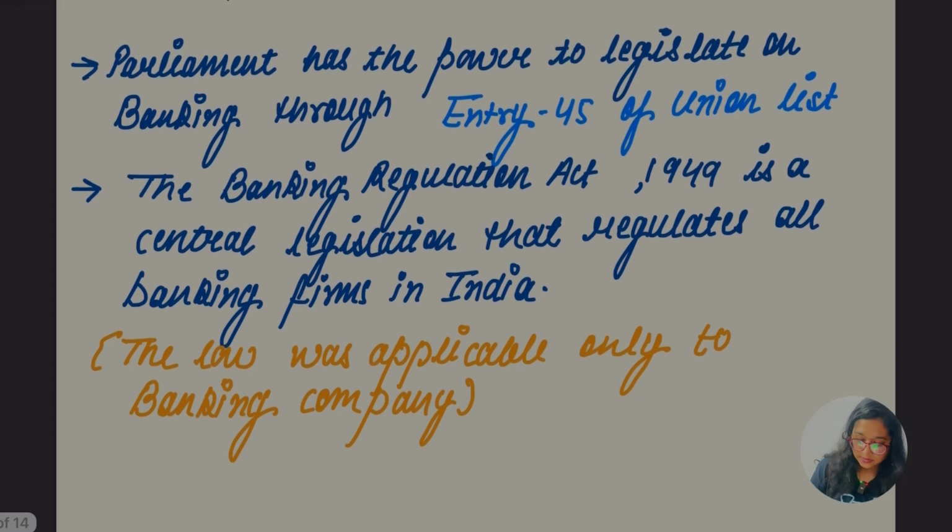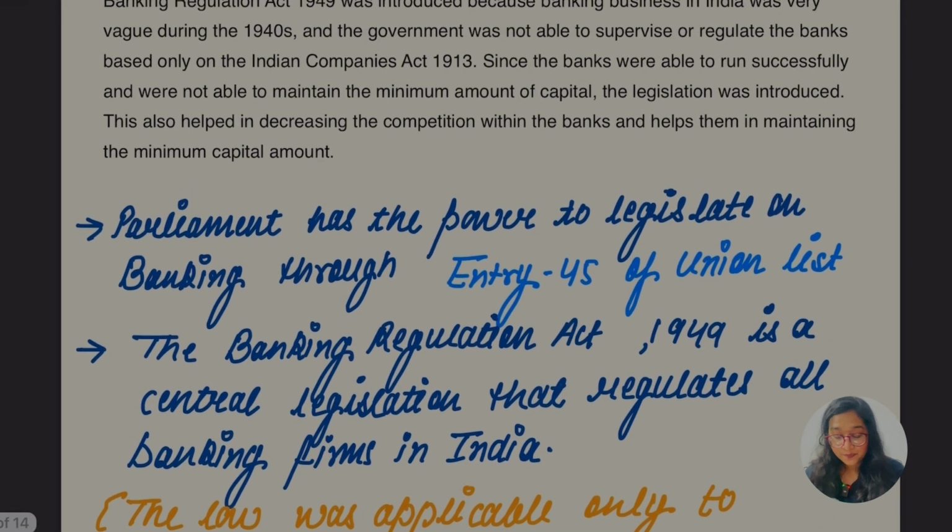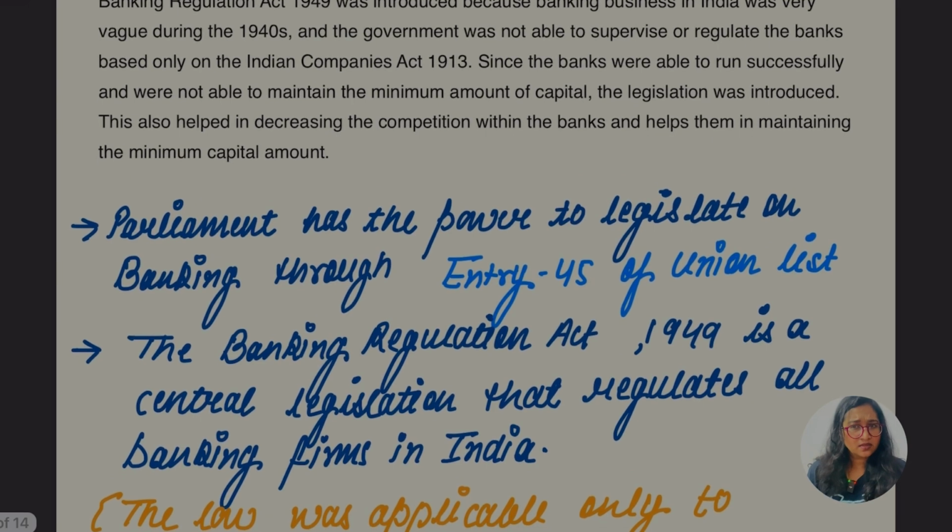Second, the Banking Regulation Act 1949 is a central legislation that regulates all the banking firms in India, applicable to all banking sectors in India. Earlier the law was applicable only to banking companies, but later on it was amended. So this is a little of what I've written.